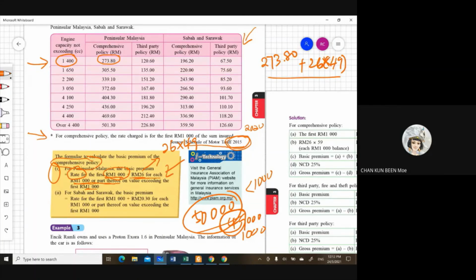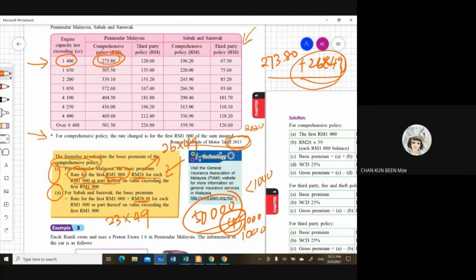Okay, and then if it is for Sabah and Sarawak, the basic premium will be 1,000 for the first one. Like just now, is this the same 273.8? But then the premium is cheaper here. It is 20 ringgit 30 cents for each 1,000 or part thereof on the value exceeding 1,000. Meaning that on the right part over here, you are going to use 23 ringgit multiplied by the remaining of the 49,000. And then you will get the sum of the amount insured.